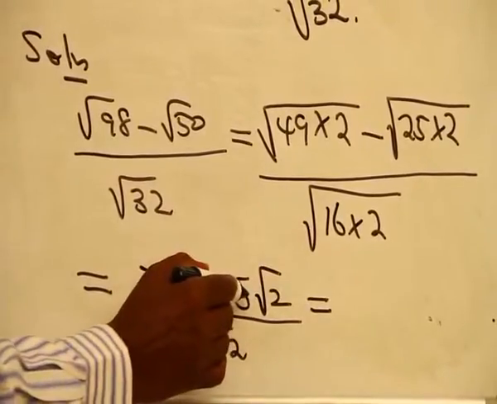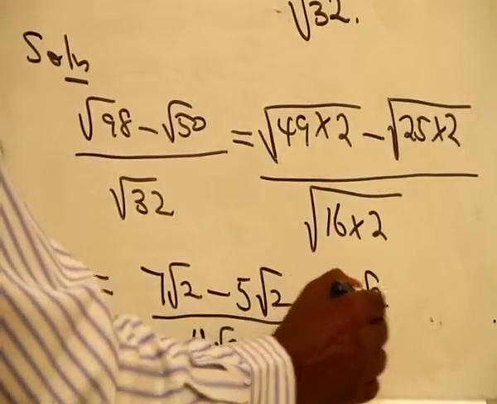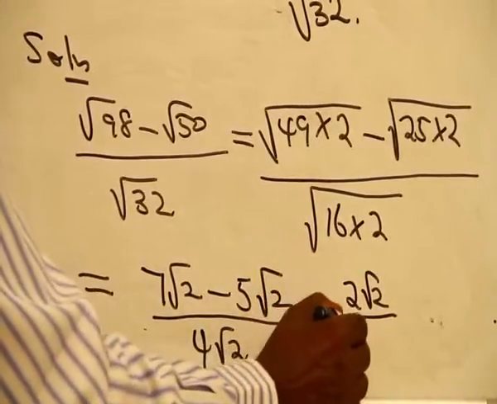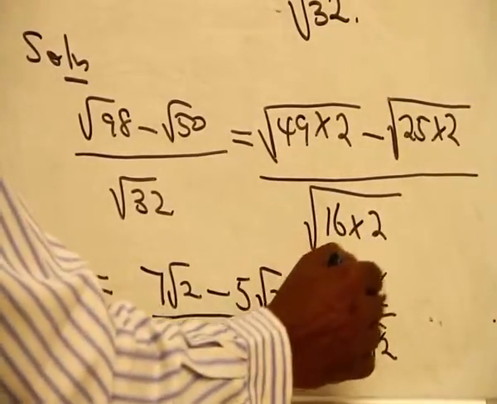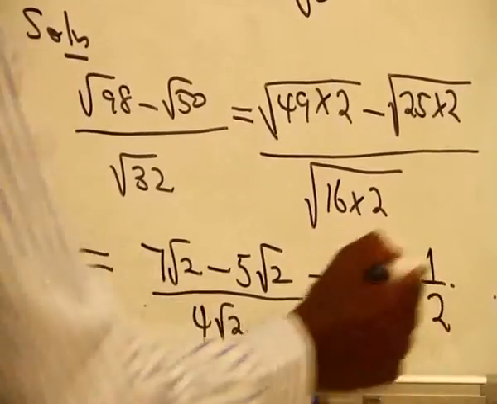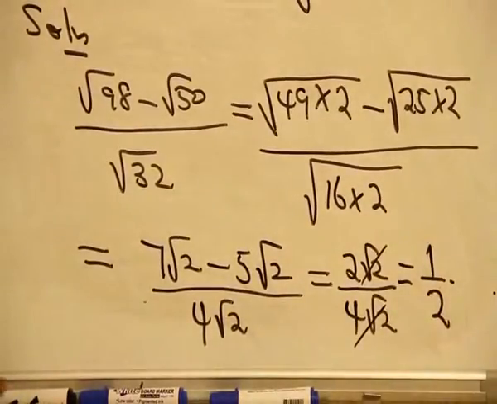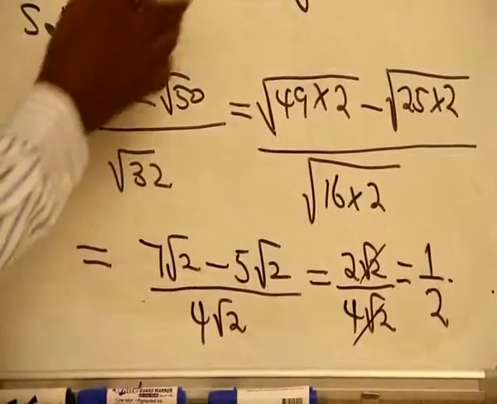Simplifying this, if you subtract this from this, you will have 2 root 2 all over 4 root 2. And again, root 2 can cancel root 2, and you are left with 2 over 4, which is equivalent to half. So in this way, you will have also solved and simplified this surd.